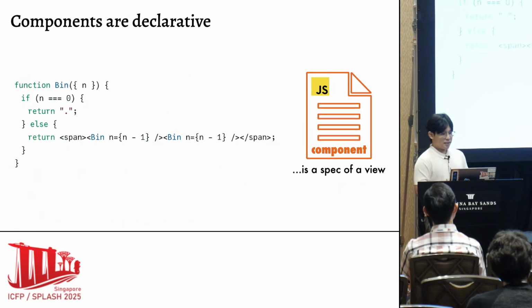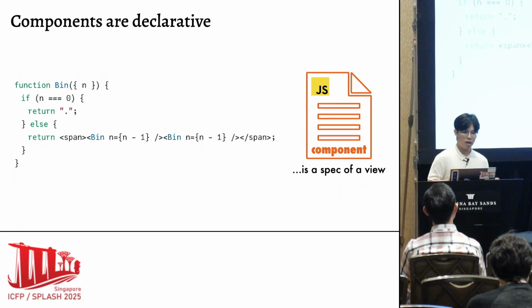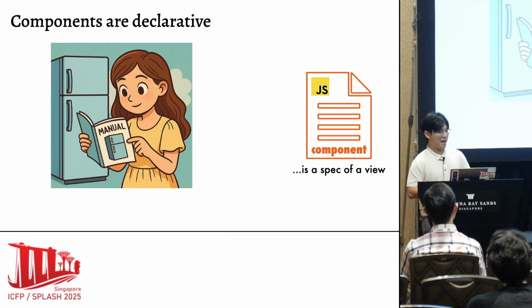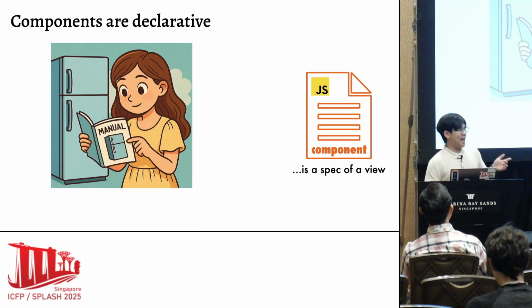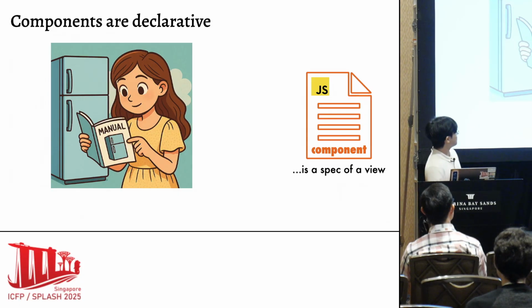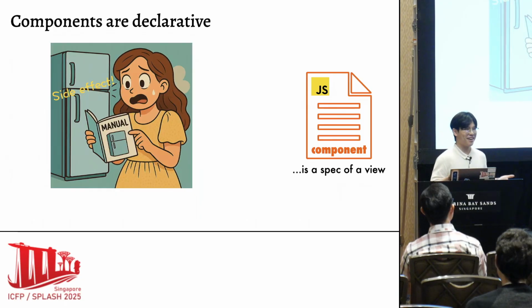Here's a simple recursive component called bin, short for binary tree, which will be rendered as 2 to n dots on the screen. Like bin, all components should be fully declarative. And as a manual for a view, React runs the component to read it. But a mere act of reading a manual shouldn't trigger a side effect. I mean, if reading the manual for your fridge opened the fridge door, you'd get surprised, right? It's the same for React.